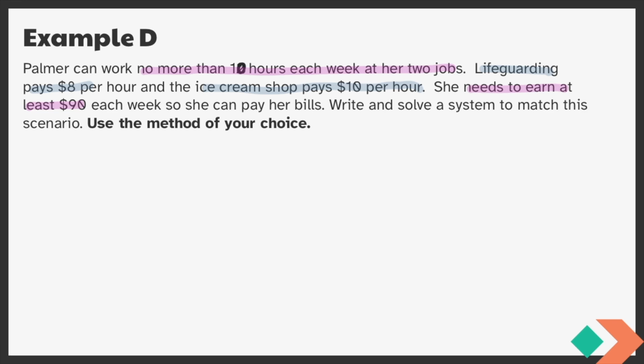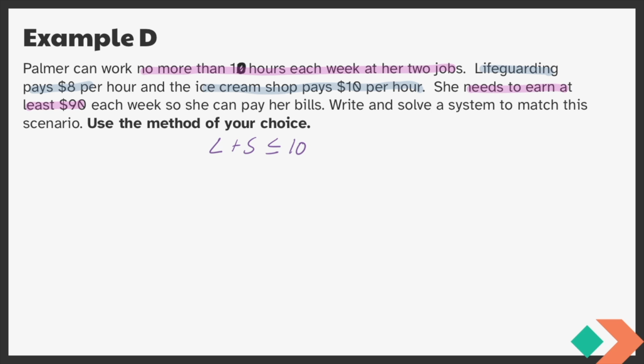The good news is we can use whatever method we'd like to go ahead and solve this. So the first thing we've got to do is write down our 2 inequalities. So it says Palmer can work no more. So we know that we've got lifeguarding plus the ice cream shop. And again, you can pick whatever variables you want. I picked L for lifeguarding, S for shop. And she's going to be working no more than 10 hours per week. So we got to have less than or equal to 10, because she could work exactly 10 hours, but she can't work more than that. So it could be less.